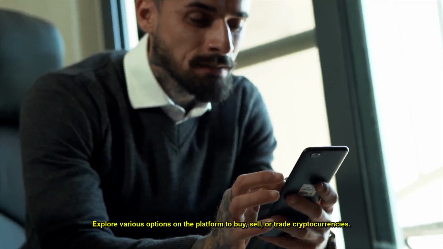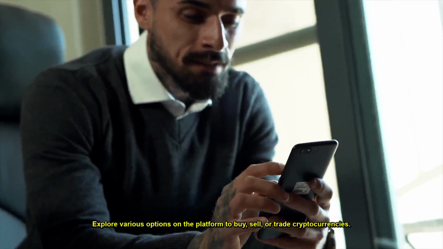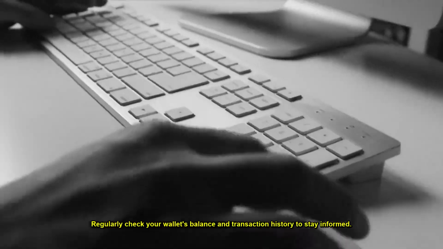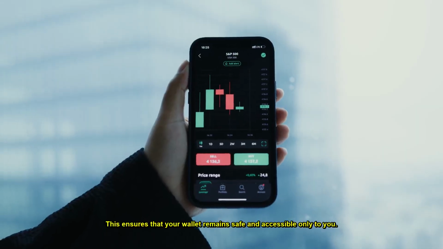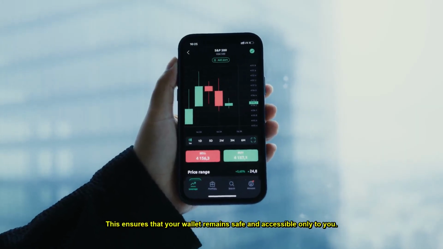Explore various options on the platform to buy, sell, or trade cryptocurrencies. Regularly check your wallet's balance and transaction history to stay informed. Always keep your recovery phrase secure and do not share it with anyone. This ensures that your wallet remains safe and accessible only to you.